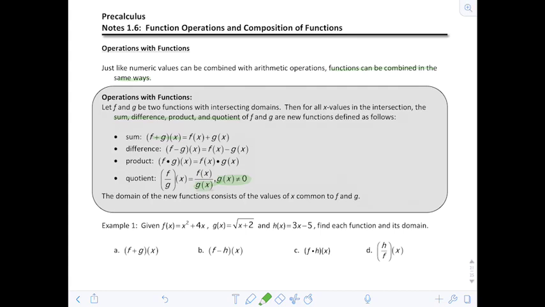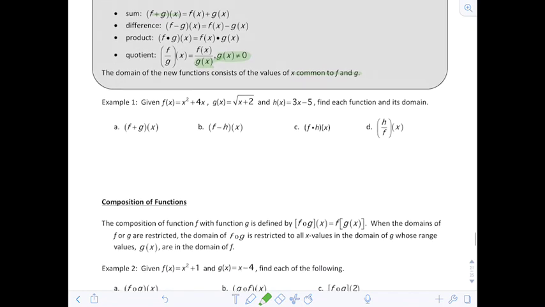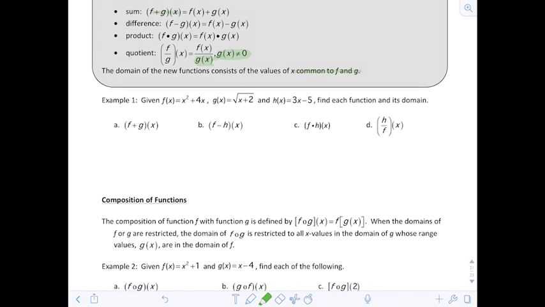Okay, the domain of these new functions consists of the values of x that are common to both f and g. So we are going to talk about domain as we do each one of these. And we have to make sure that the function will still exist with the domain values.